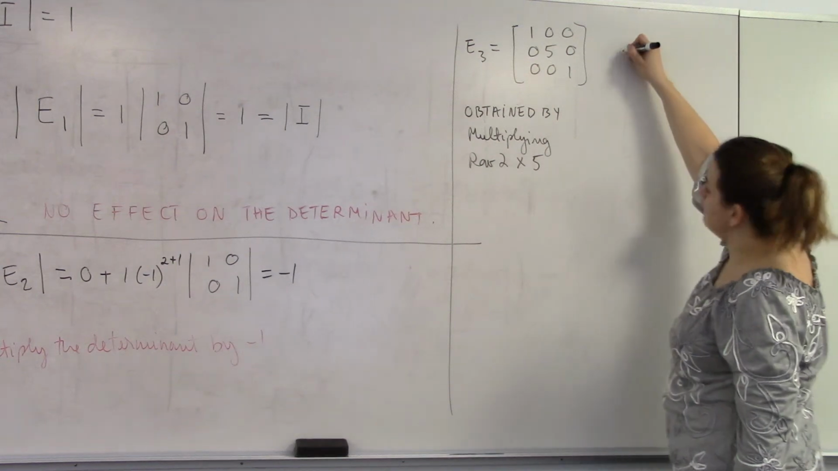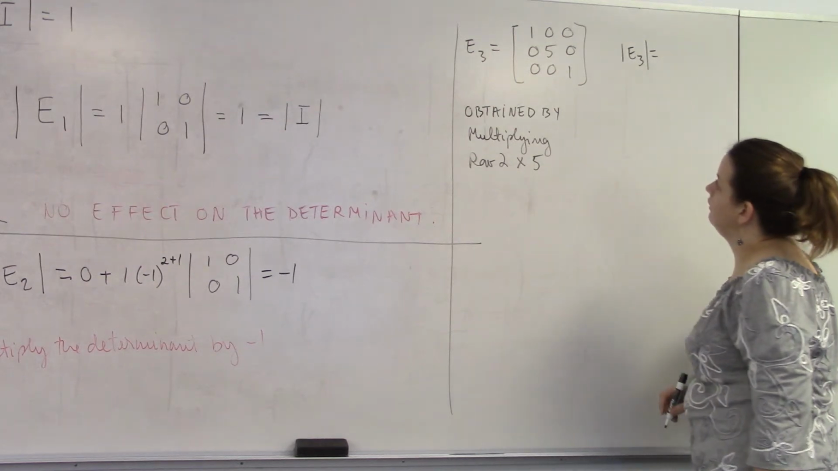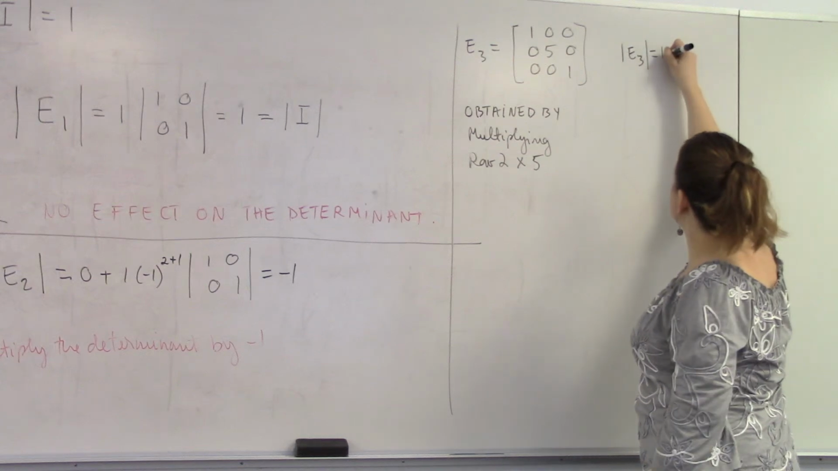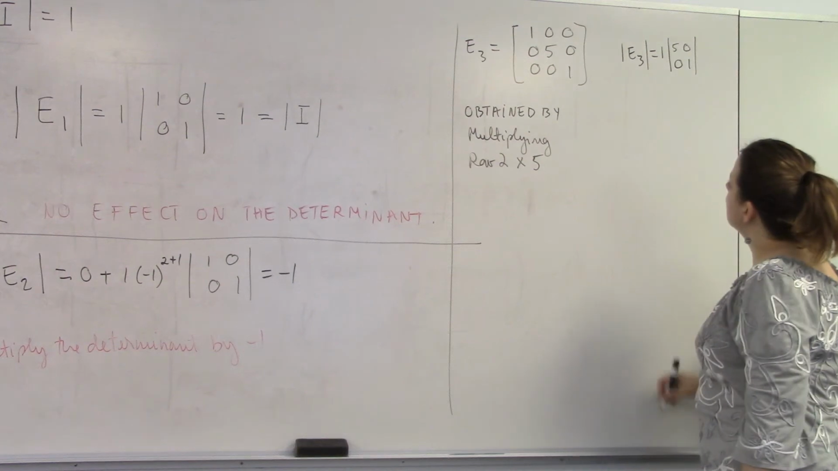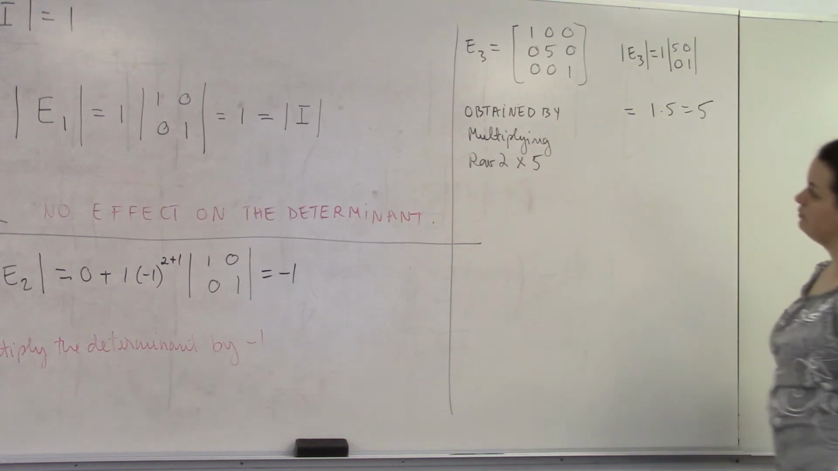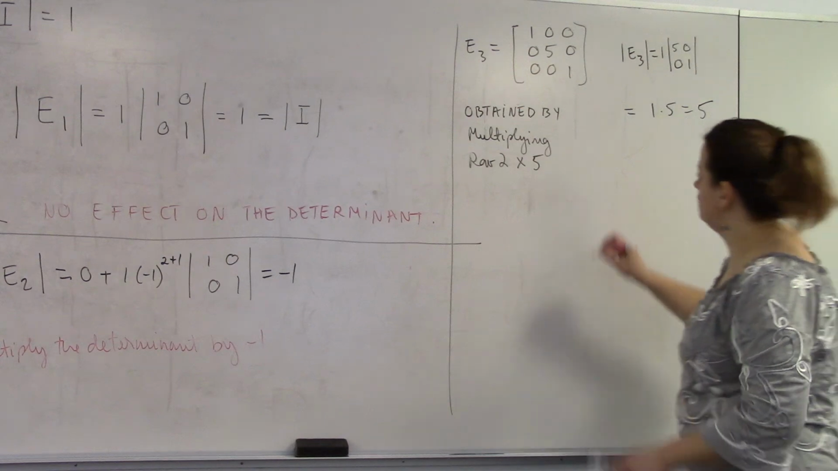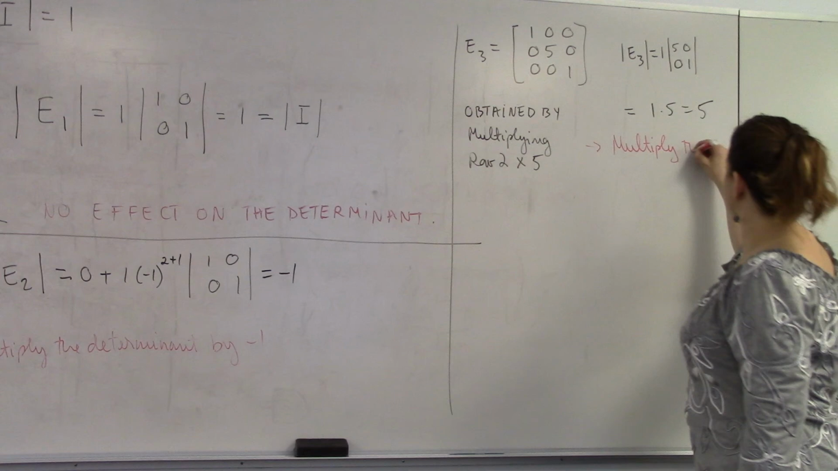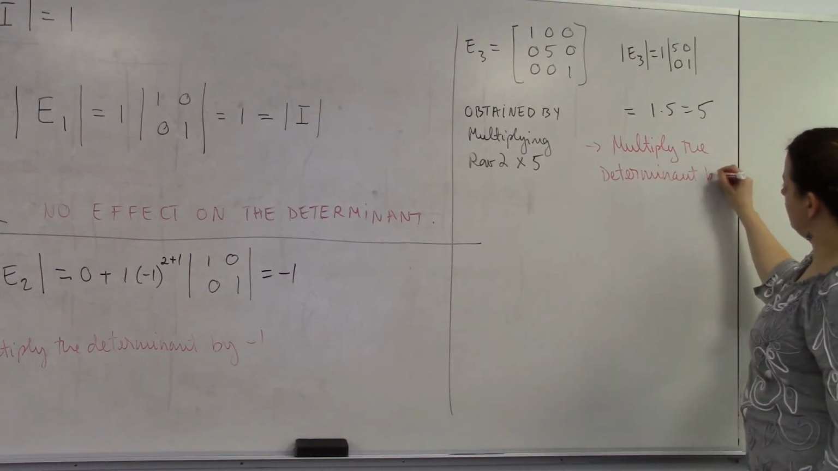And the determinant of E3, well, I can do a cofactor expansion along the first row. So that's 1 times the minor, the determinant of 5, 0, 0, 1, which equals 1 times 5, which is 5. Okay, so it seems that multiplying a row by a number has the effect of multiplying the determinant by 5.